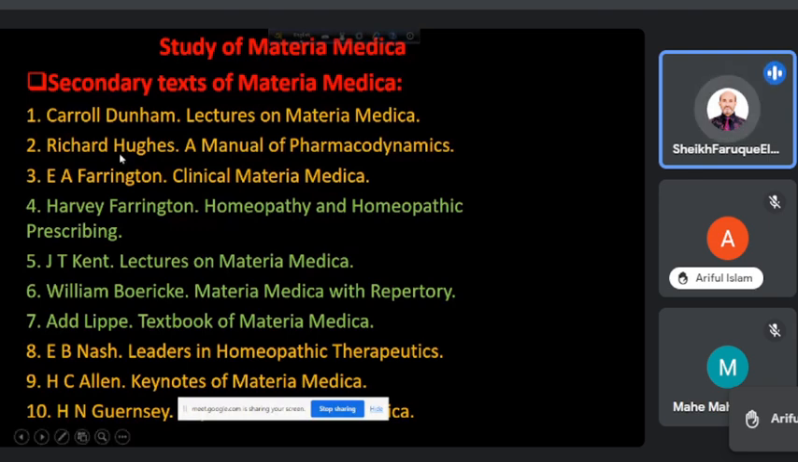Then even Dr. Hughes, as I told you, he wrote Cyclopedia of Drug Pathogenesis, details, but a smaller book. Its name is A Manual of Pharmacodynamics. This is a gem.